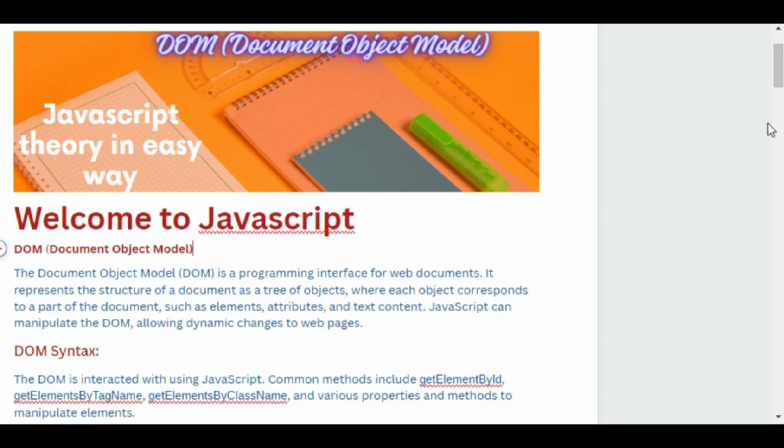it represents the structure of a document as a tree of objects, where each object corresponds to a part of the document such as elements, attributes, and text content. JavaScript can manipulate the DOM, allowing dynamic changes to web pages. This is the definition part of the Document Object Model.